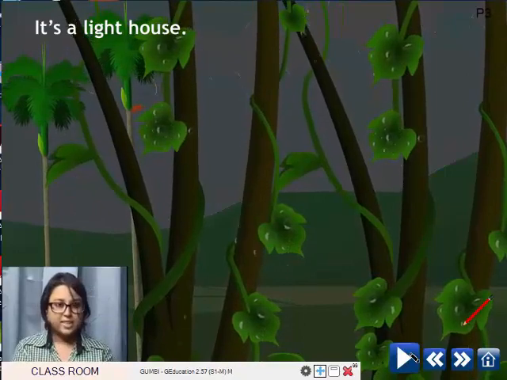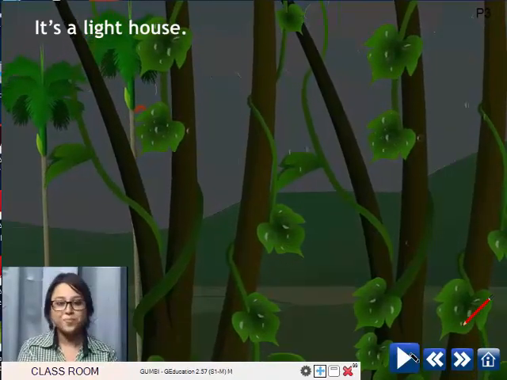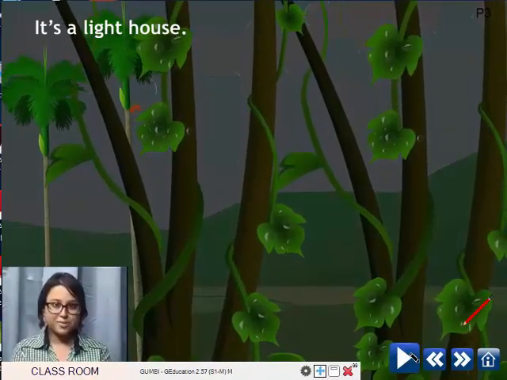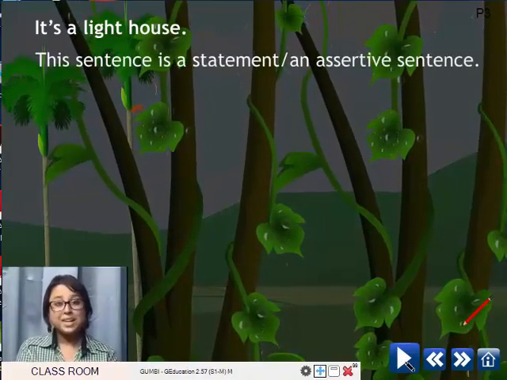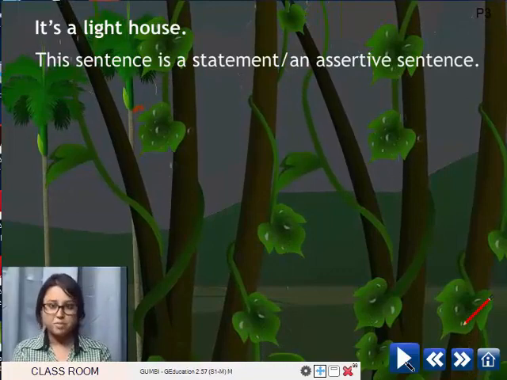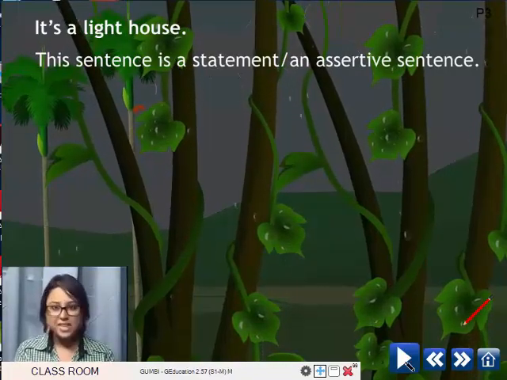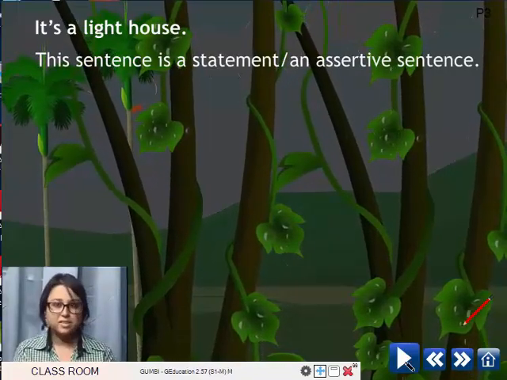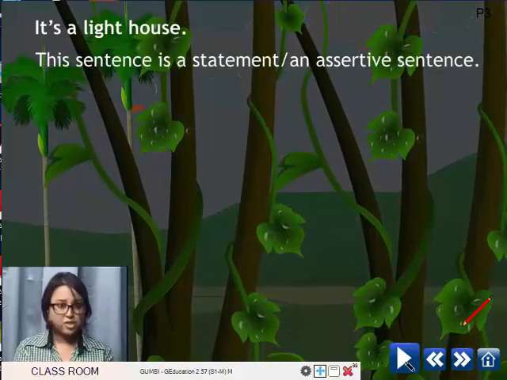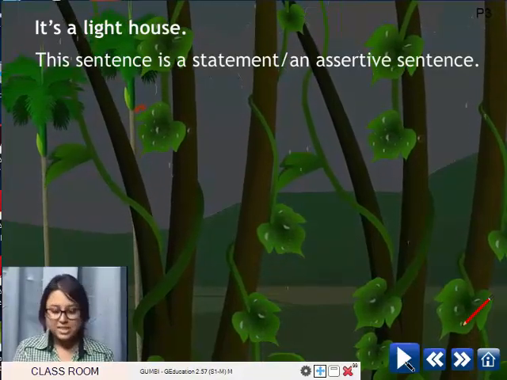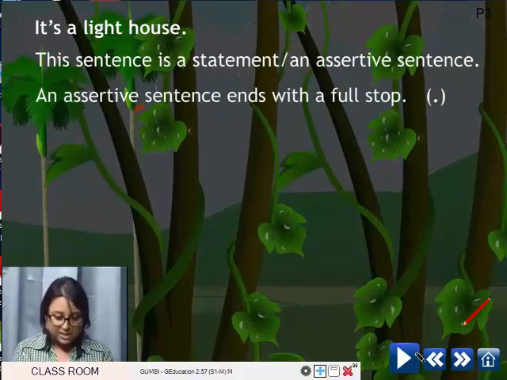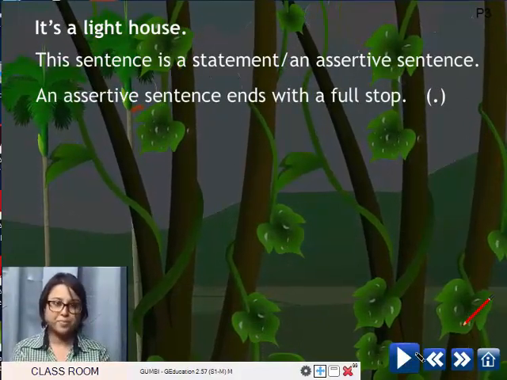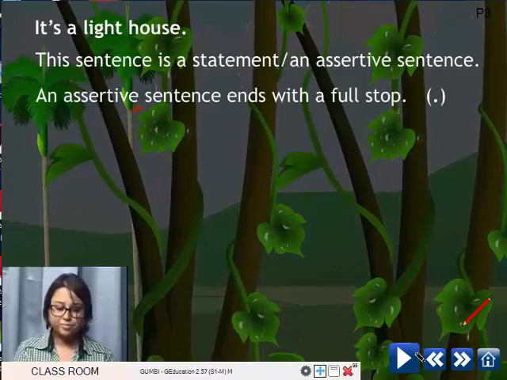Another sentence that you came across in this story. It's a lighthouse. This sentence is a statement, an assertive sentence. It's a simple sentence. What is it? Question, statement, assertive sentence. This type of sentence ends with a full stop. It's a lighthouse.